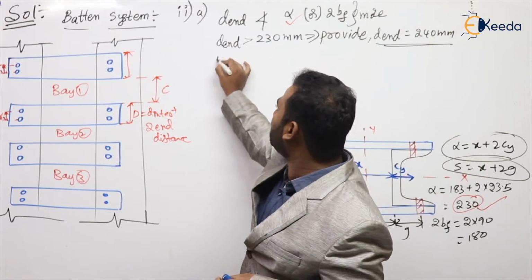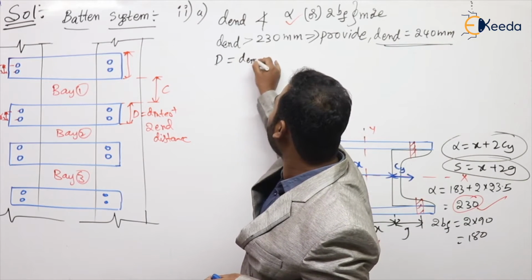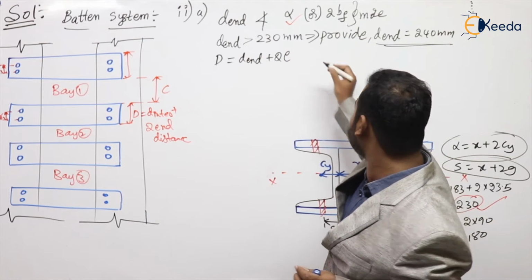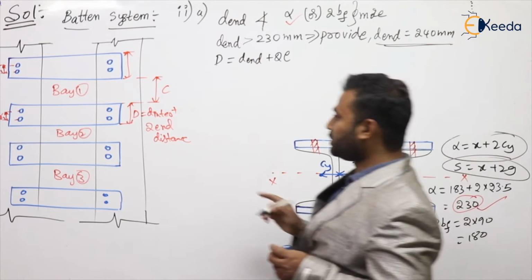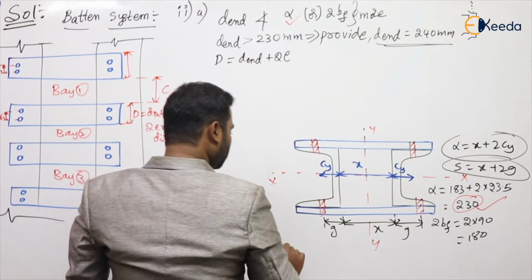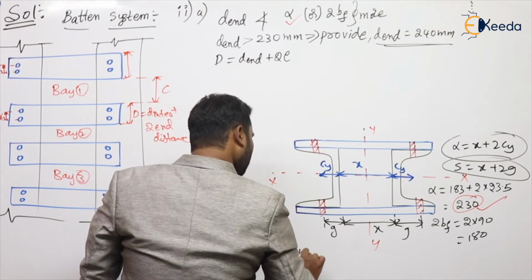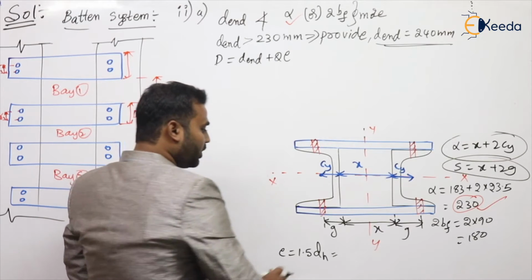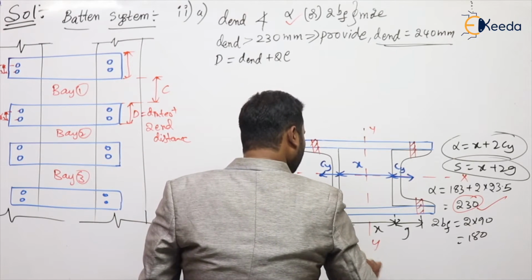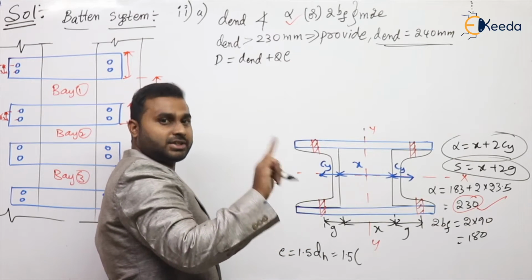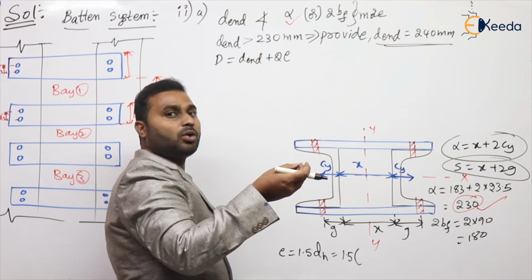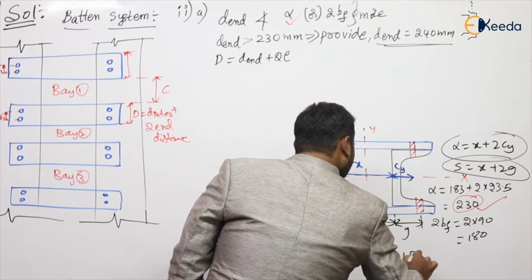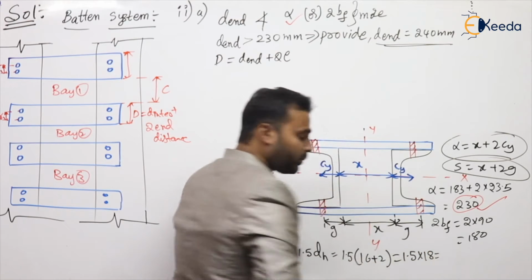Now coming to the overall depth. Overall depth is nothing but D end plus twice the edge distance. For edge distance, again we have a provision. The provision for edge distance is 1.5 into DH. So 1.5 into the dia of the bolt hole. The bolt dia here is 16 mm, and the dia of the bolt hole should be increased by 2 mm, that is 16 plus 2. So 1.5 into 18.